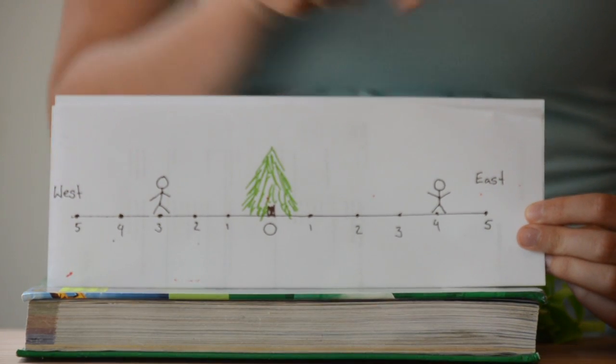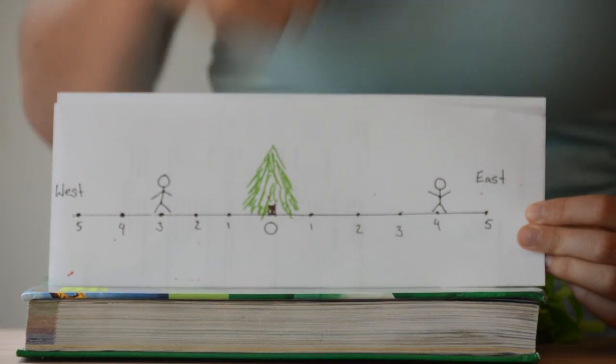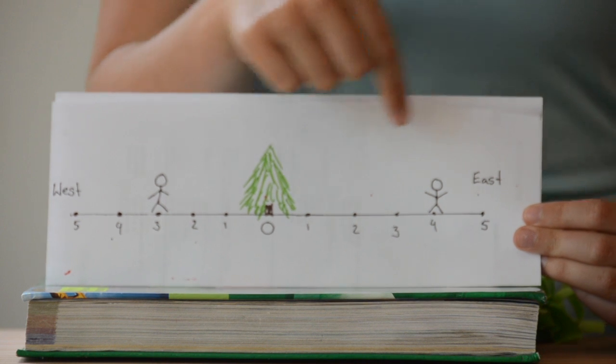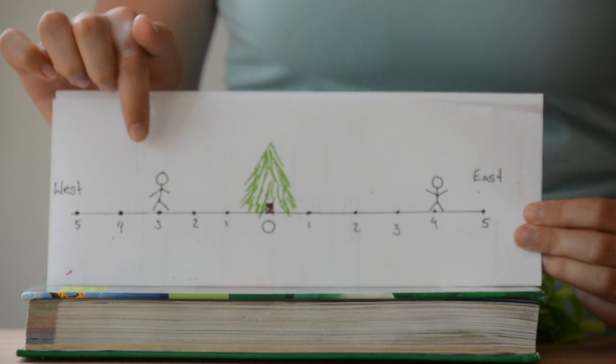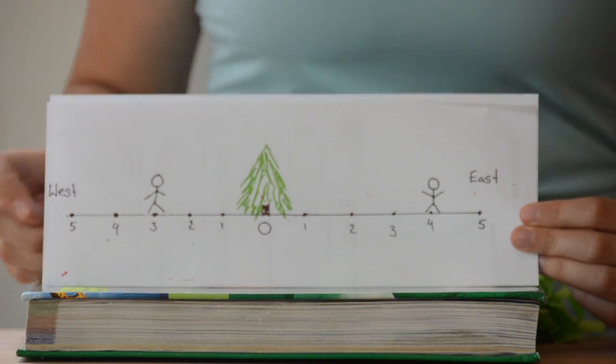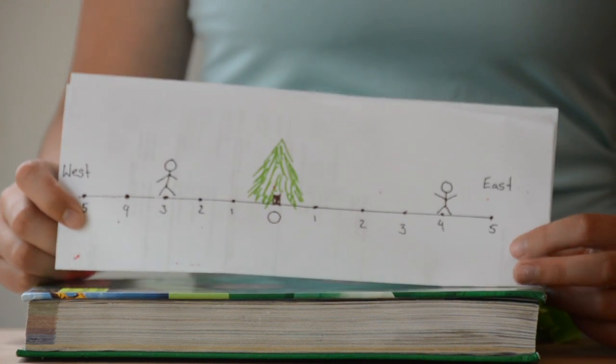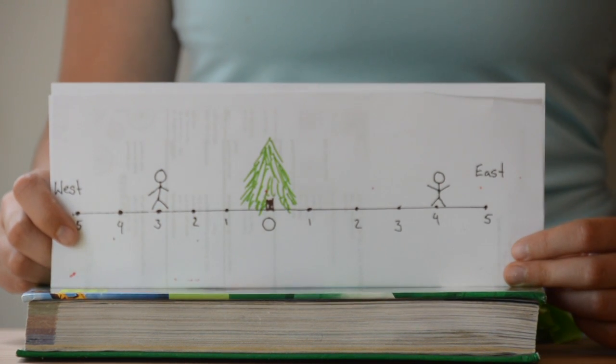A tree, and we have a person who starts at 4 meters east of the tree and walks to 3 meters west of the tree. What do you think the equation would be? Remember, this is displacement.